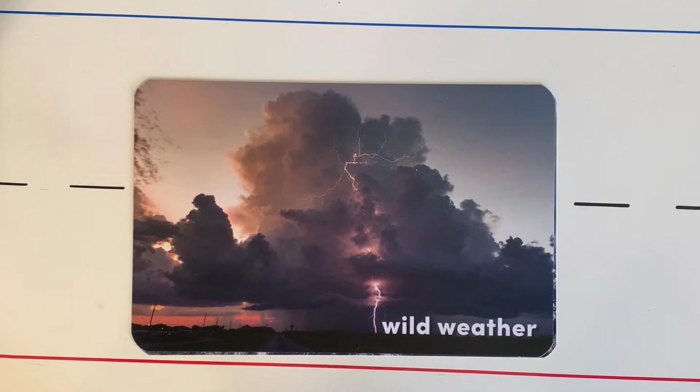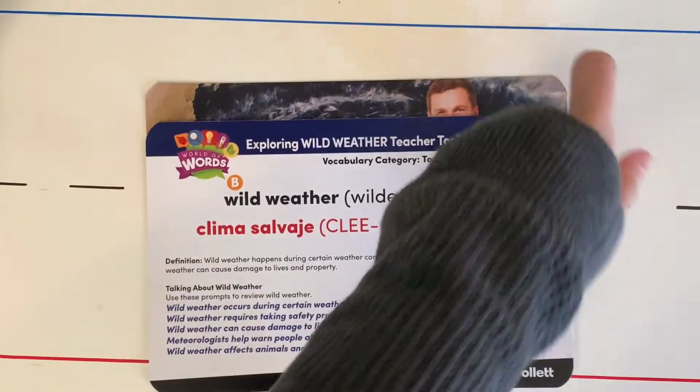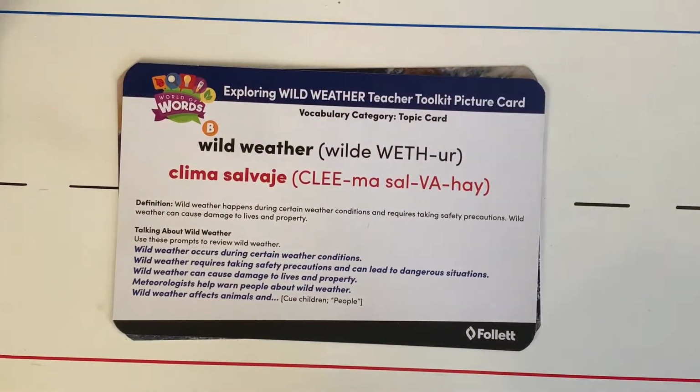Tell me what you remember about wild weather. Wild weather occurs during certain weather conditions. Wild weather requires taking safety precautions and can lead to dangerous situations. Wild weather can cause damage to lives and property. Meteorologists help warn people about wild weather. Wild weather affects animals and people.